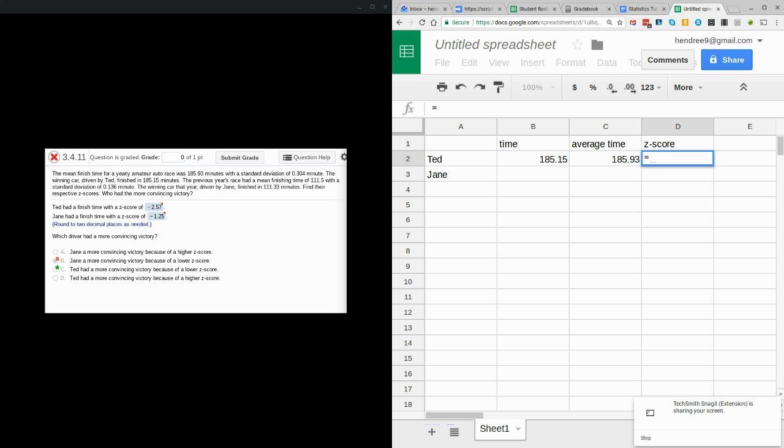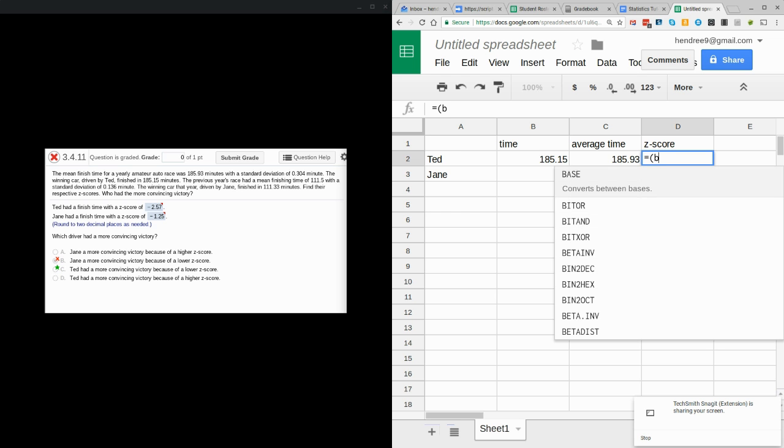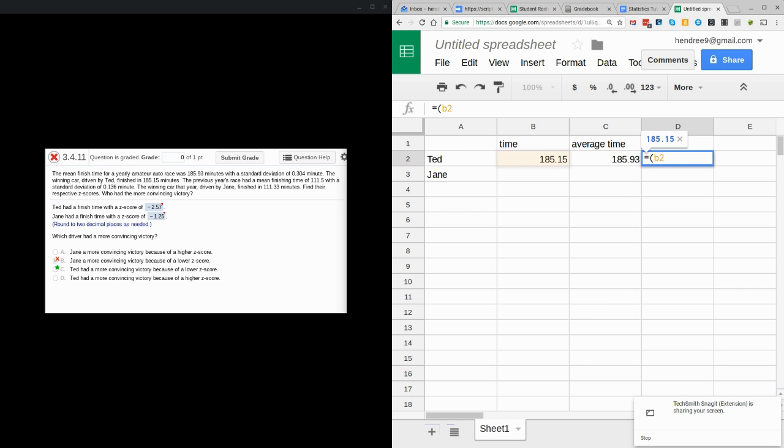So all we have to do is take Ted's time, subtract the average time, and then divide by the standard deviation. It's 0.304, that's the standard deviation for Ted's year. Okay, so he's a little bit more than 2.5 standard deviations below the average his year. So that's really good.